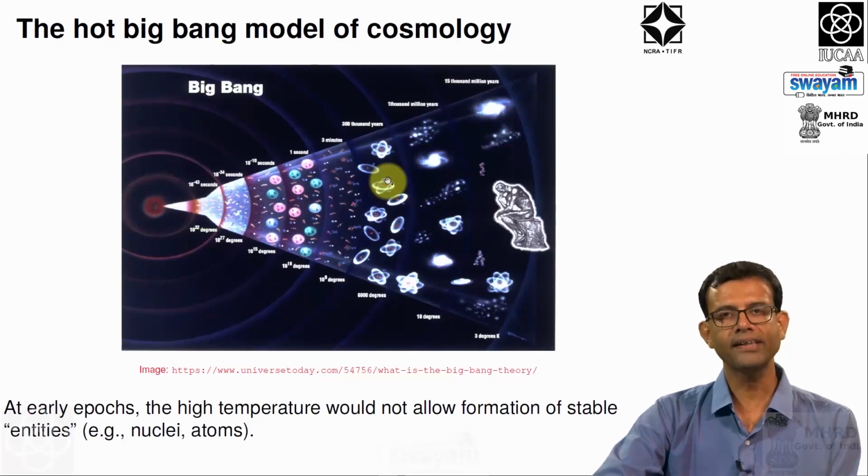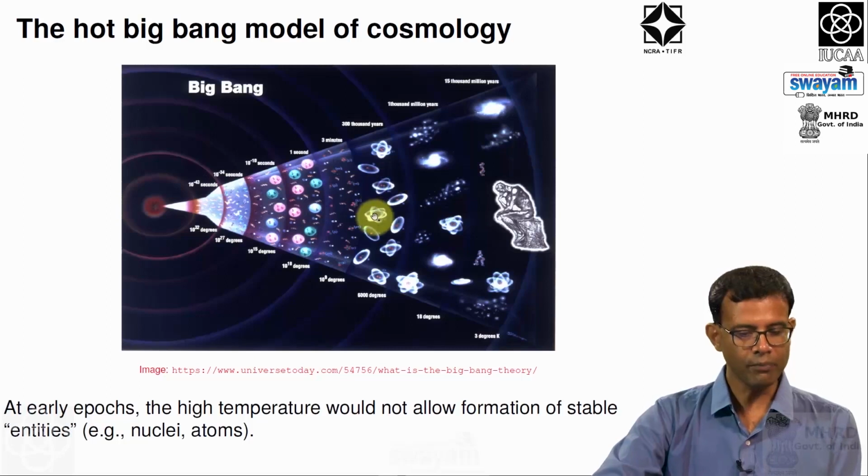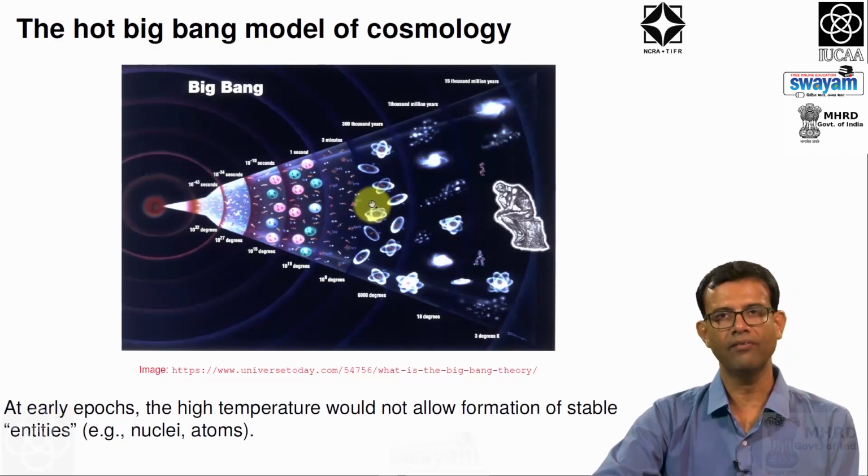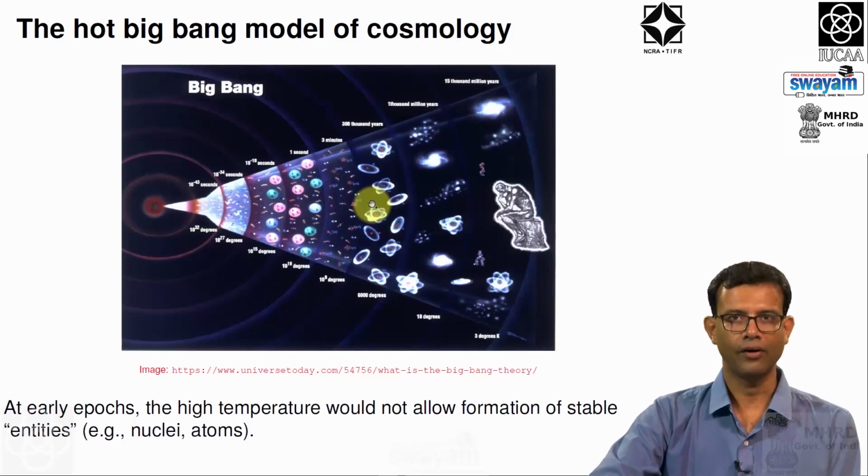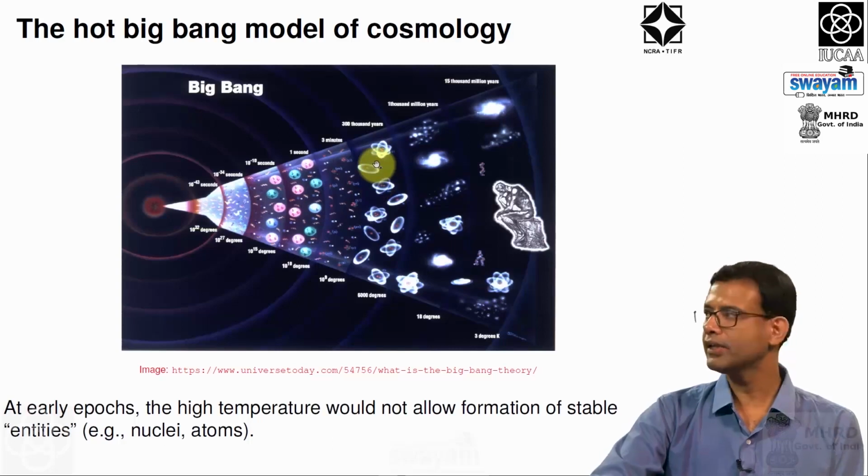You can take the same example and argue that the same thing will happen with atoms as well. Even when you form nuclei, you may not be able to form neutral atoms because the electrons will be very easily liberated from the nuclei if the temperatures are too high.